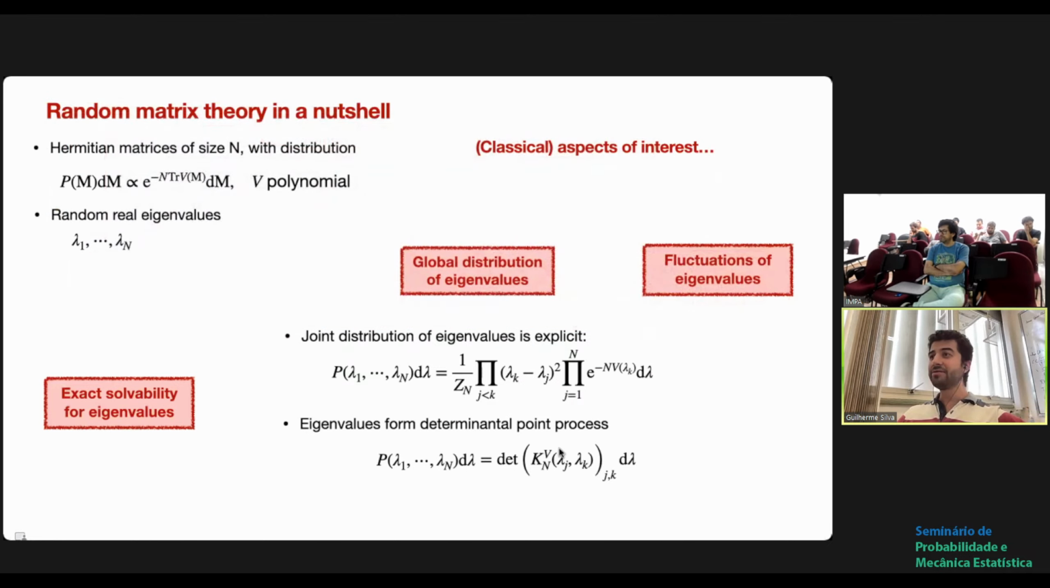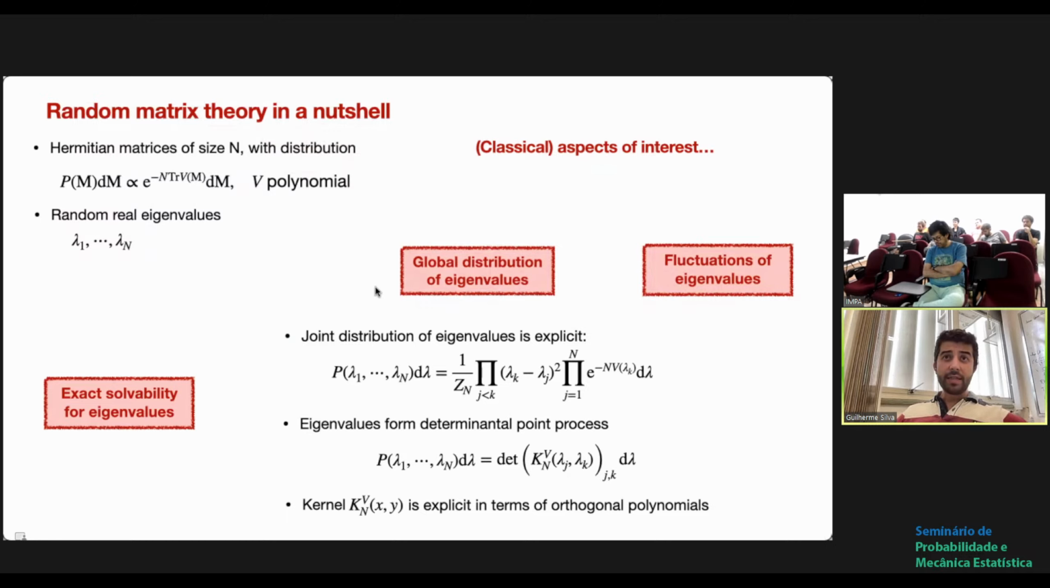And for us, most important, eigenvalues also form a point process. So everything that you may want to say about eigenvalues of random matrices is encoded in this function of two variables, and that's pretty nice. Essentially, now if you want to study asymptotics for any quantity that you're interested in, for random eigenvalues, the first thing that you have to do is to understand the behavior of this kernel when the matrix grows, right?